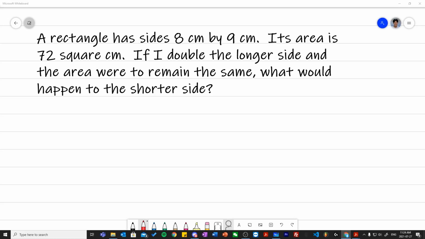The area is effectively 8 times 9. If 9 is multiplied by 2, then the area is 8 times 9 times 2 divided by 2. Or you just do 8 divided by 2 times 9 times 2.